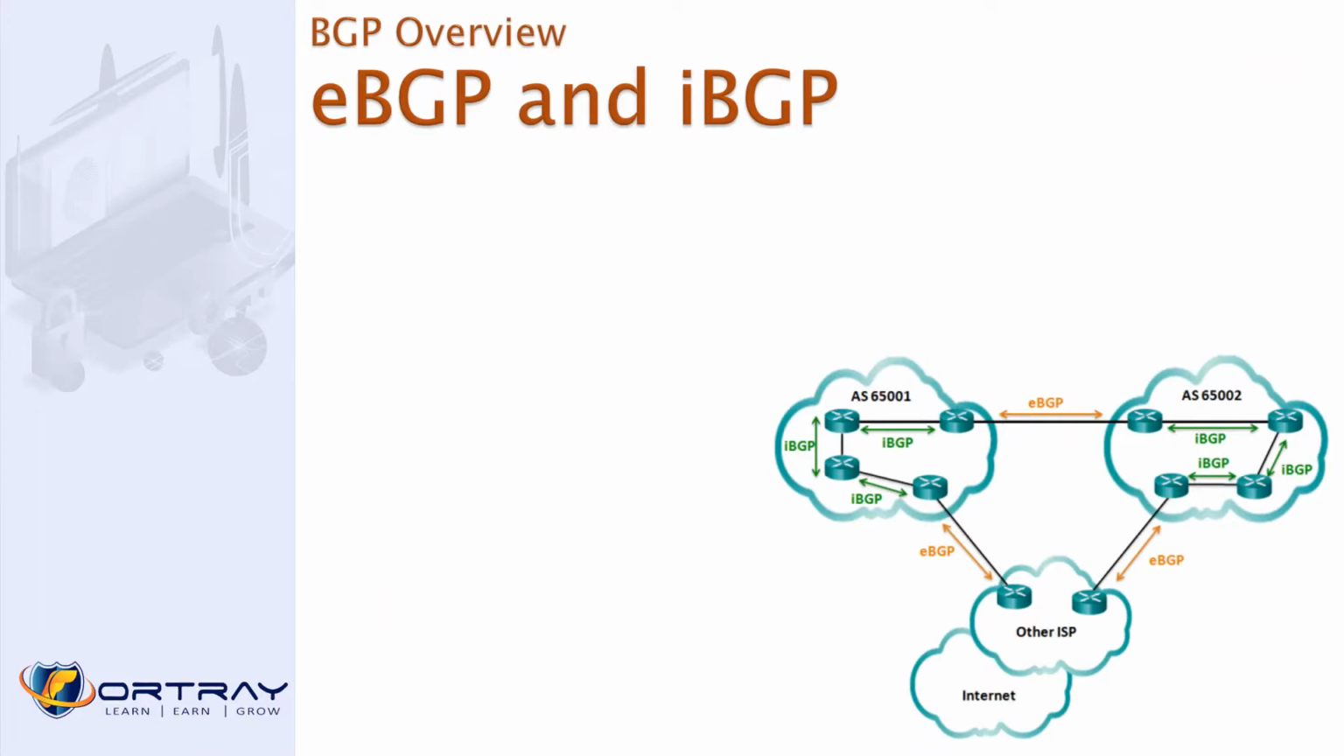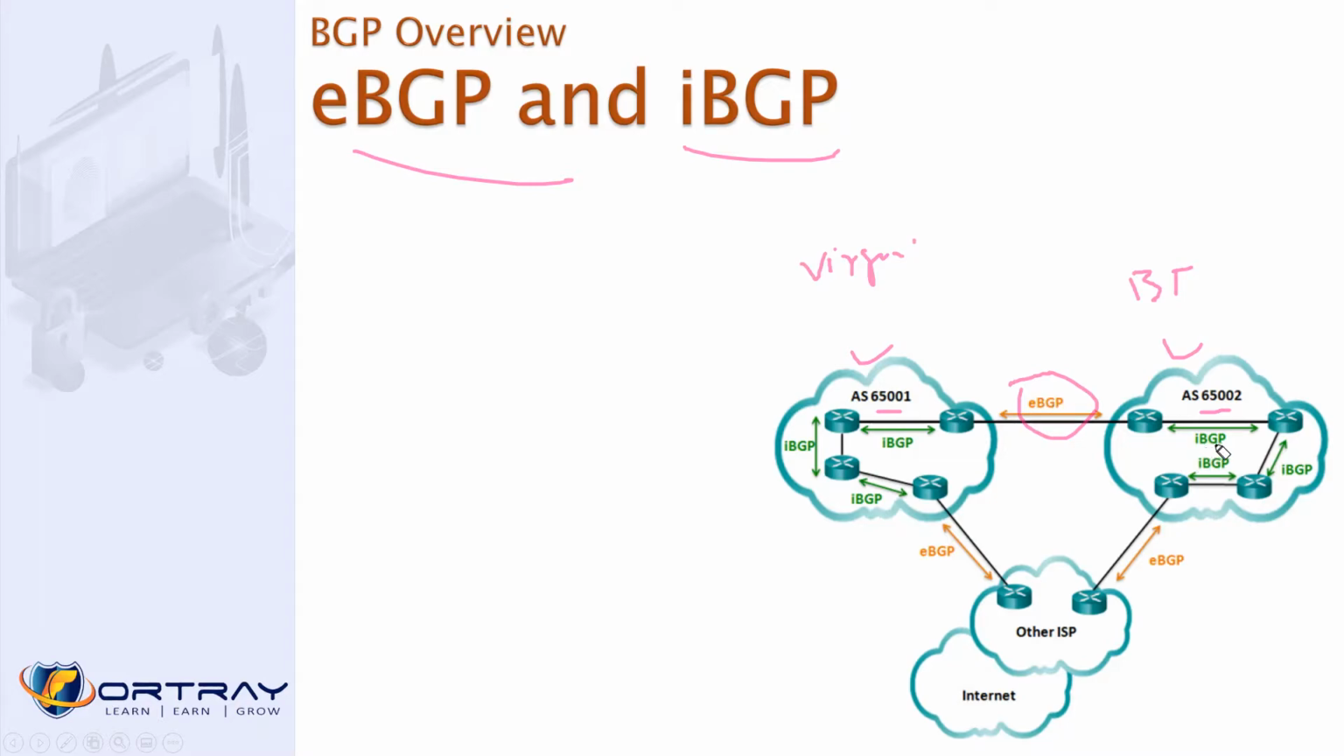Now there are two flavors of BGP: one is iBGP and one is eBGP. In the CCNA, we will only be discussing eBGP. To understand iBGP, you need to do CCNP. eBGP is between two different autonomous system numbers, like AS65002 and AS65001. Let's say this may be BT, and this may be Verizon. Between these two organizations, whenever they want to exchange routing information, they can use eBGP.